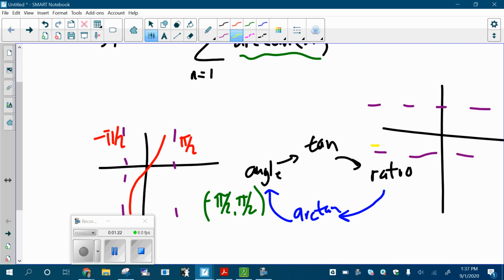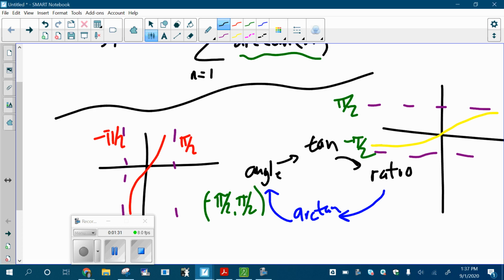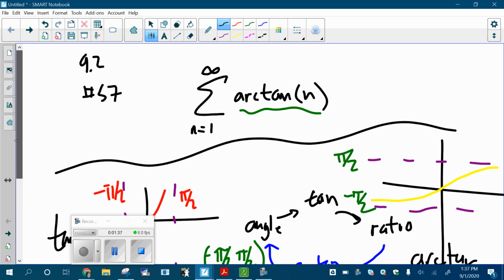Here's arctan. Horizontal tangent at pi halves and negative pi halves. You should know about arctan. Again, this is what a tangent looks like. This is what arctangent looks like. Again, I can't emphasize enough, Mrs. Lemke loves arctan.